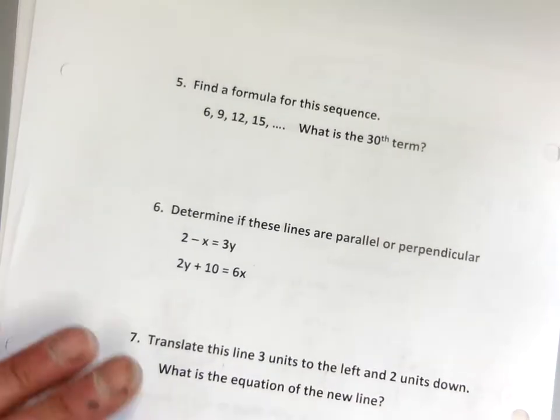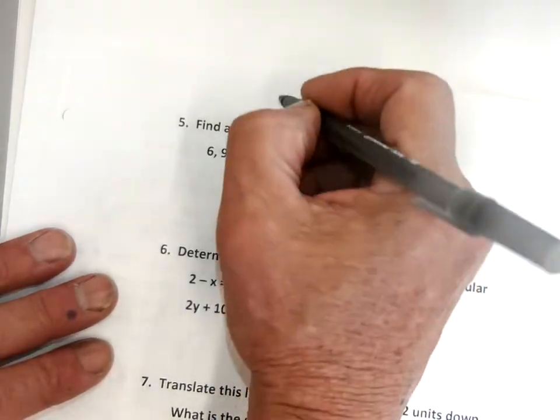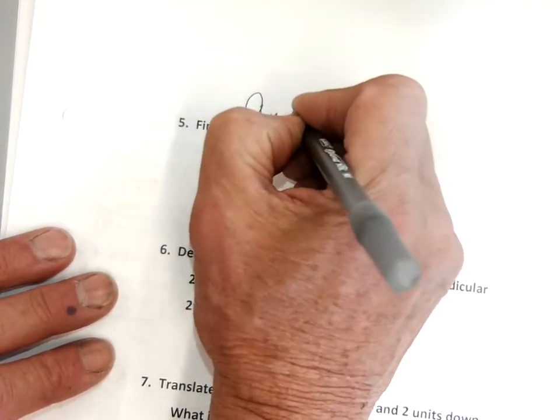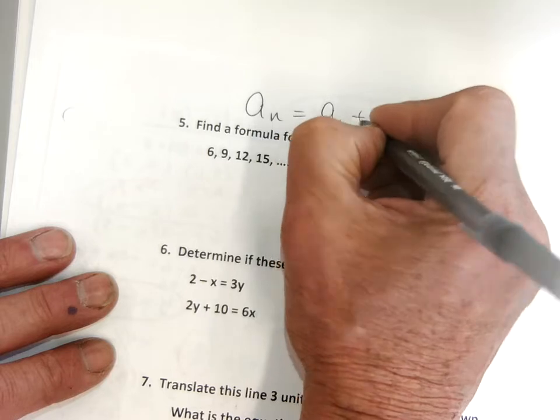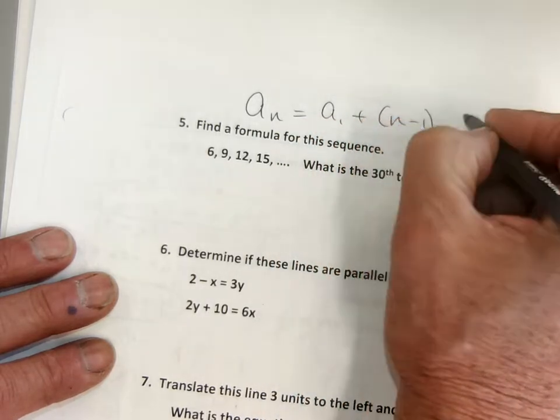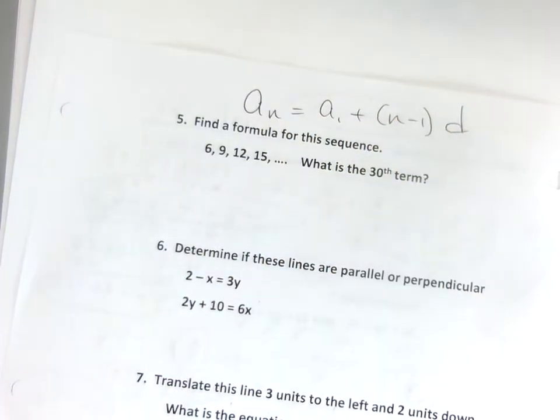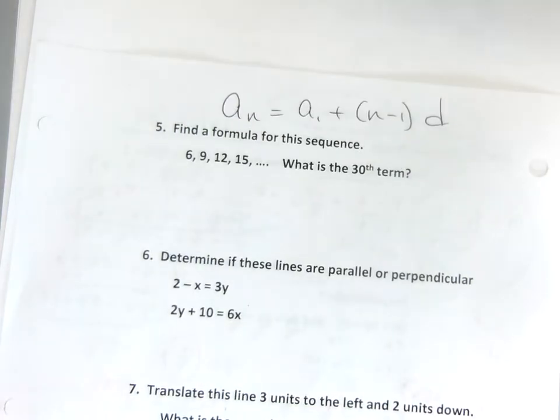All right, so write this formula down. This is what I could have taught today. A of n equals a1 plus n minus 1 times d. Write that formula down. Super easy formula, okay?